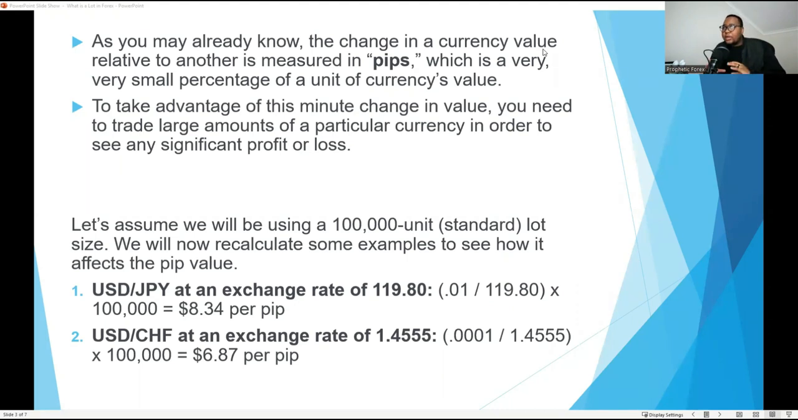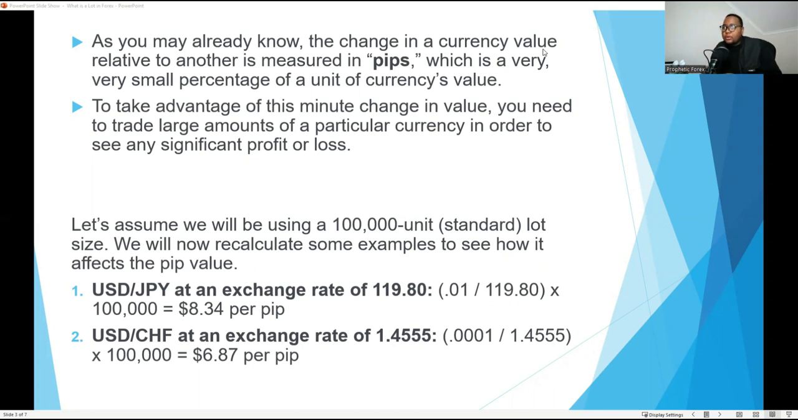Now we're going to get into some calculations just to help you understand this concept. For example, let's assume that we are using 100 units, or standard lot size, and we'll recalculate some of the examples to see how it affects the pip value. The first one here, we have USD/JPY and an exchange rate of 119.80. So let's say 1 pip is 0.1. You must have watched the previous episode, guys, to understand exactly what I'm talking about, because every episode is built on the other one.